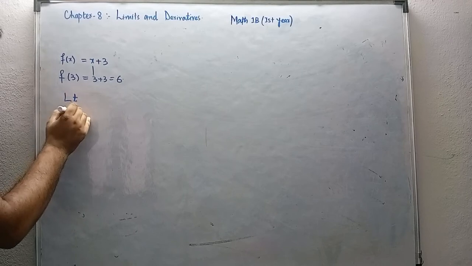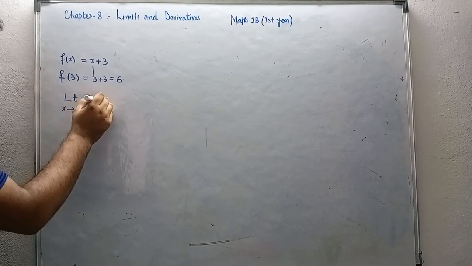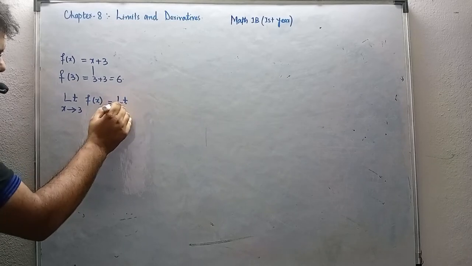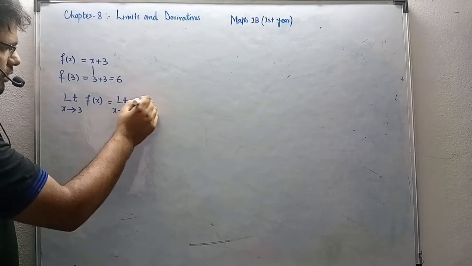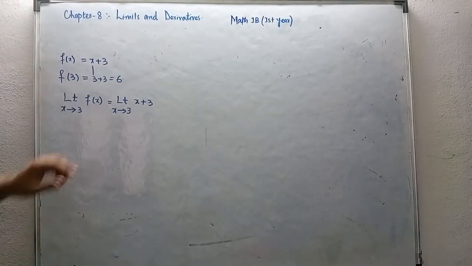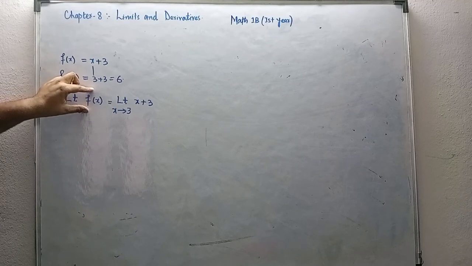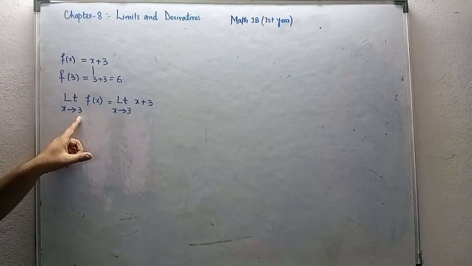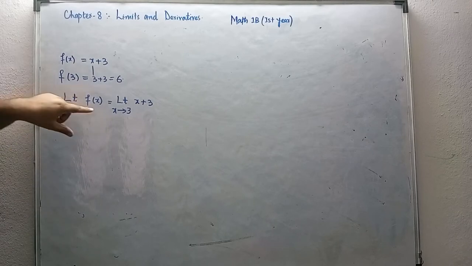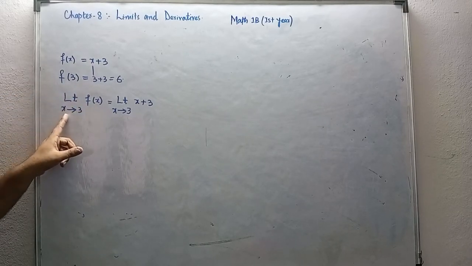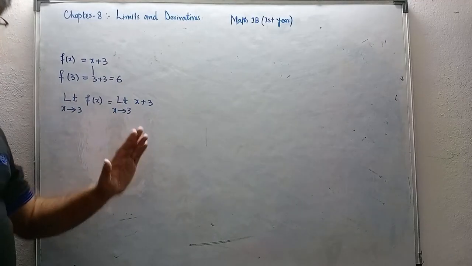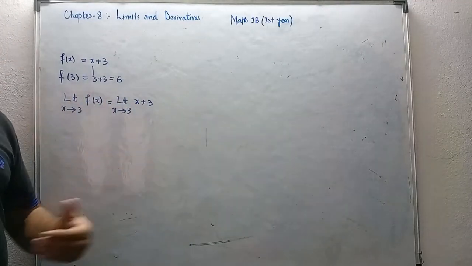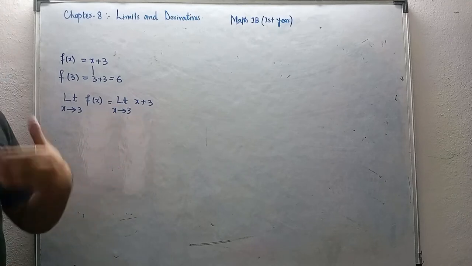Limit x tends to 3 of f(x). What is f(x)? That is x plus 3. It is asking us to tell the value of the function when the input is approaching 3. Now, just to understand, we have different methods for how to do these questions. Here we will understand with an example.